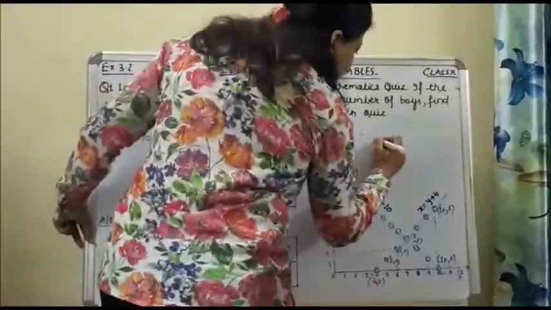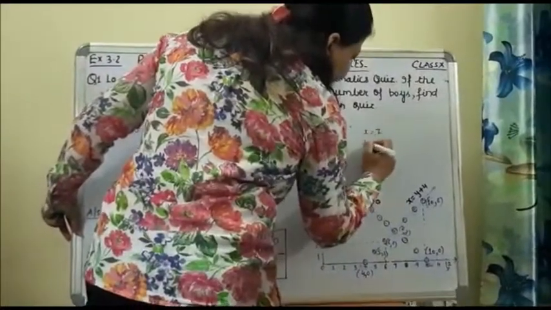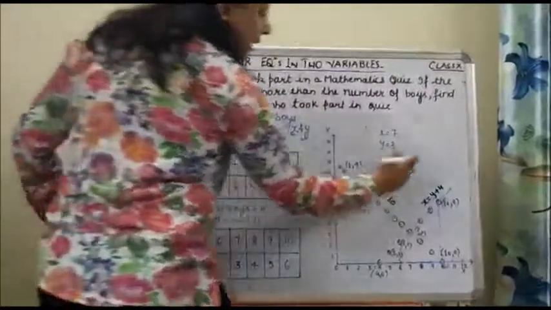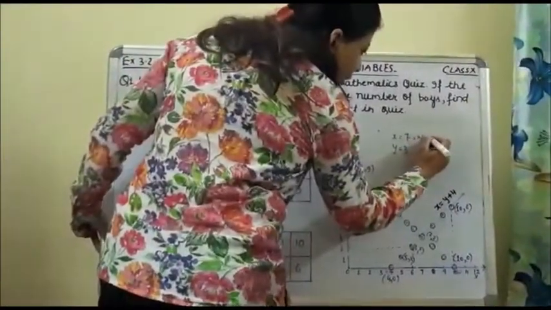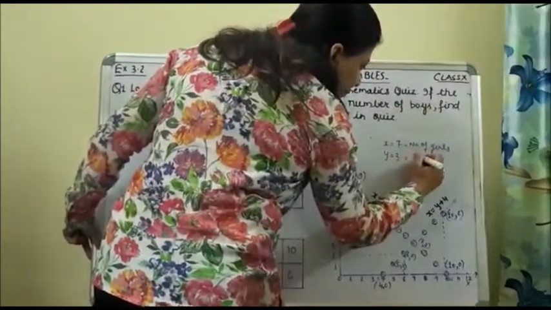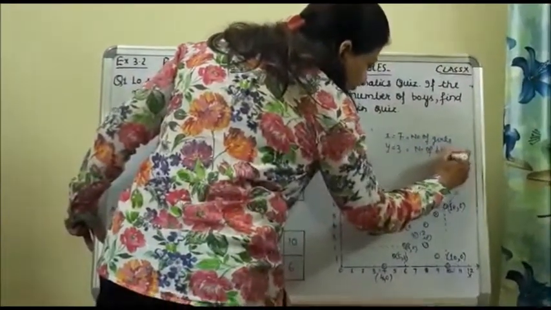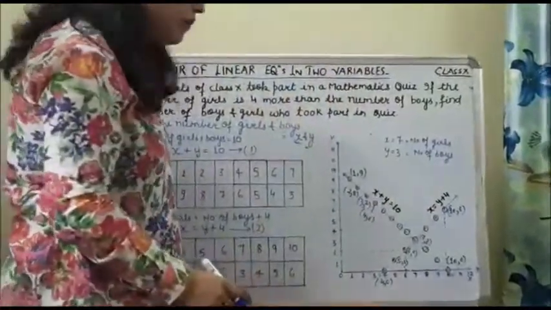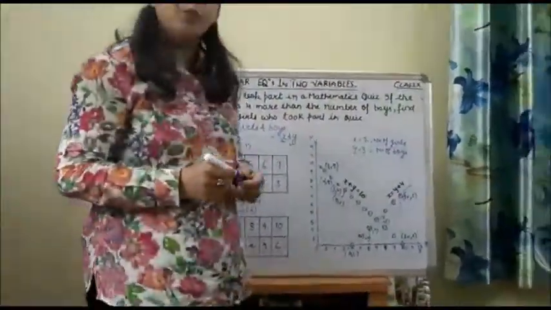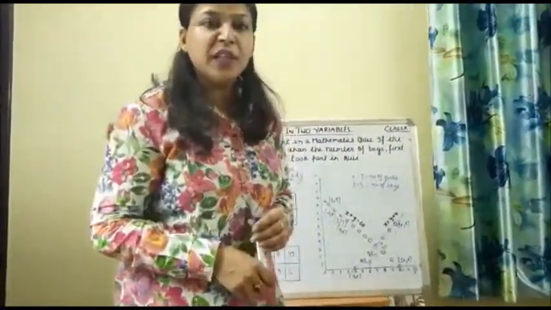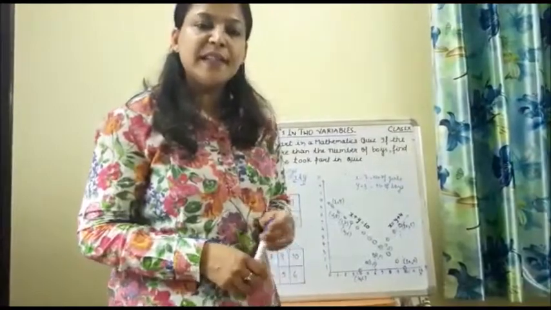It means you can say that x is 7, y is equal to 3 and x, what we had assumed, that number of girls. So, number of girls are 7 and number of boys are 3. In this way, you can find out number of girls and number of boys from graph also. Try more questions based on this. We'll discuss in next video.